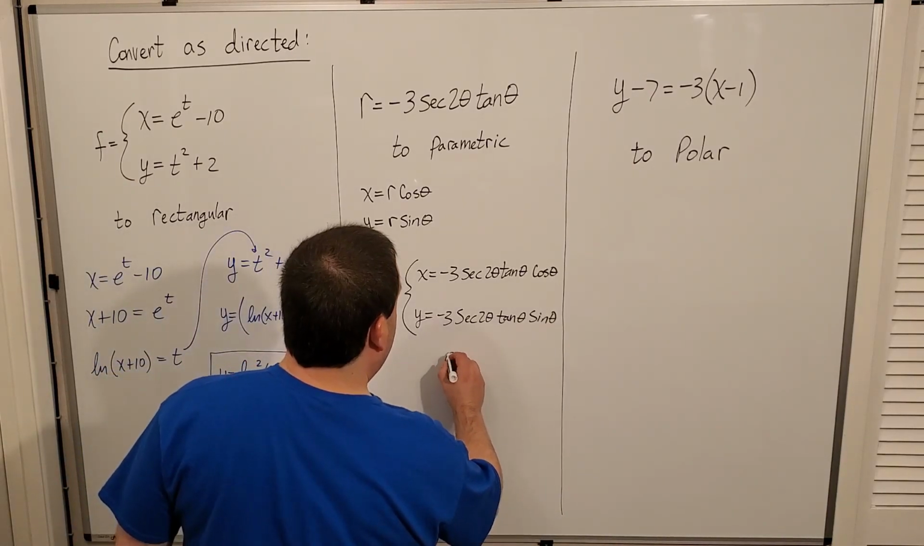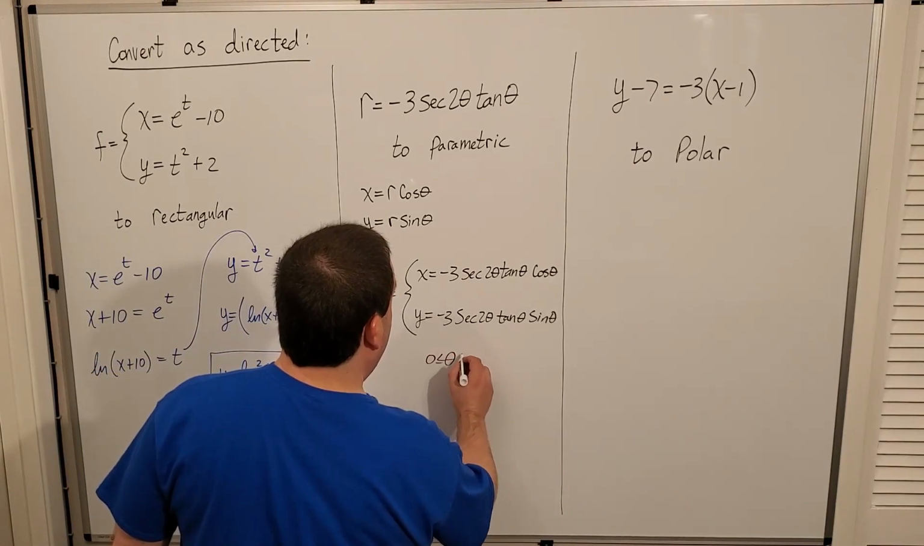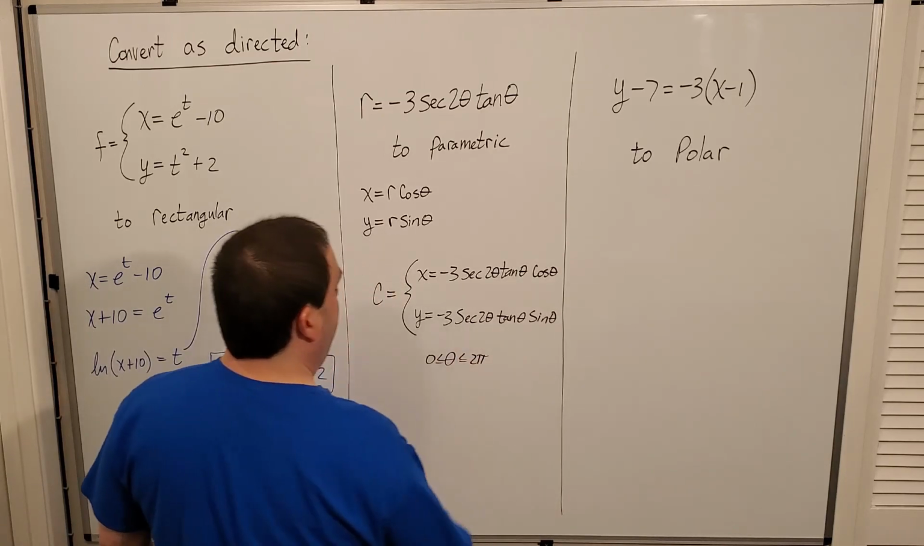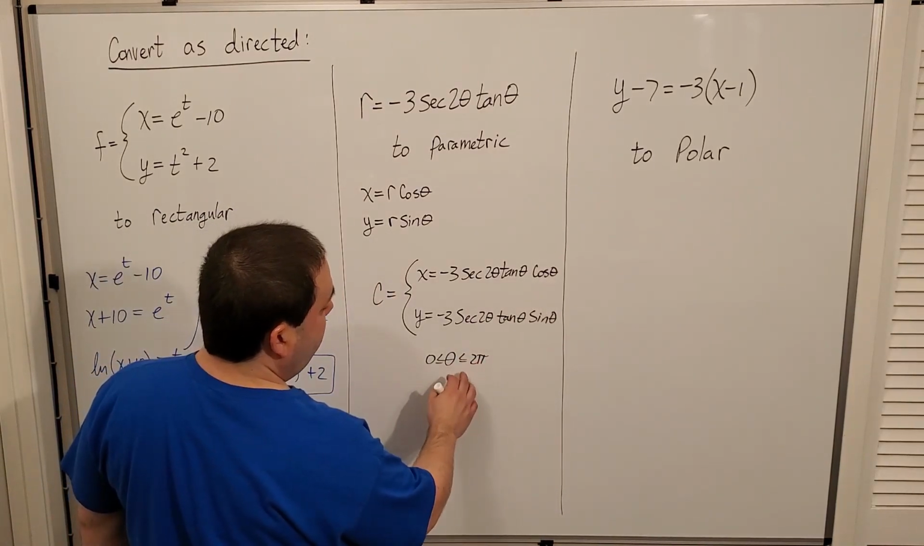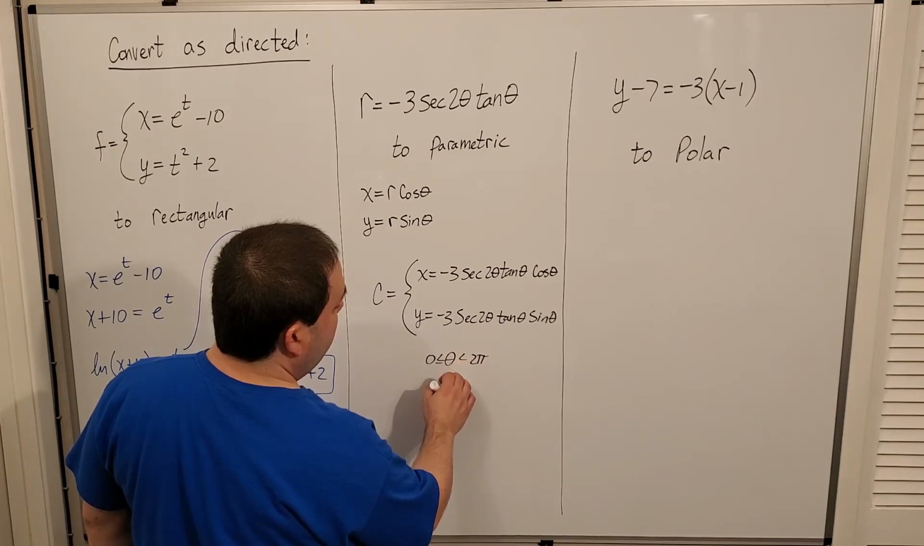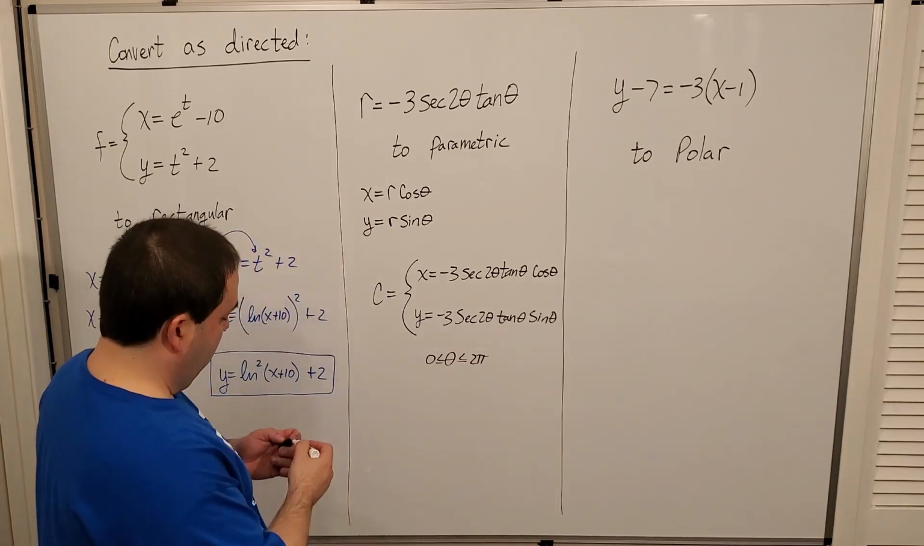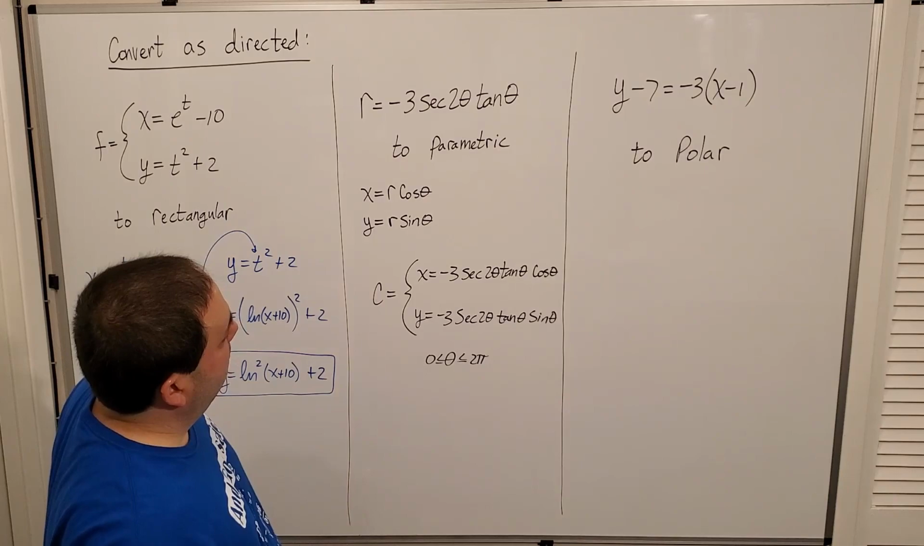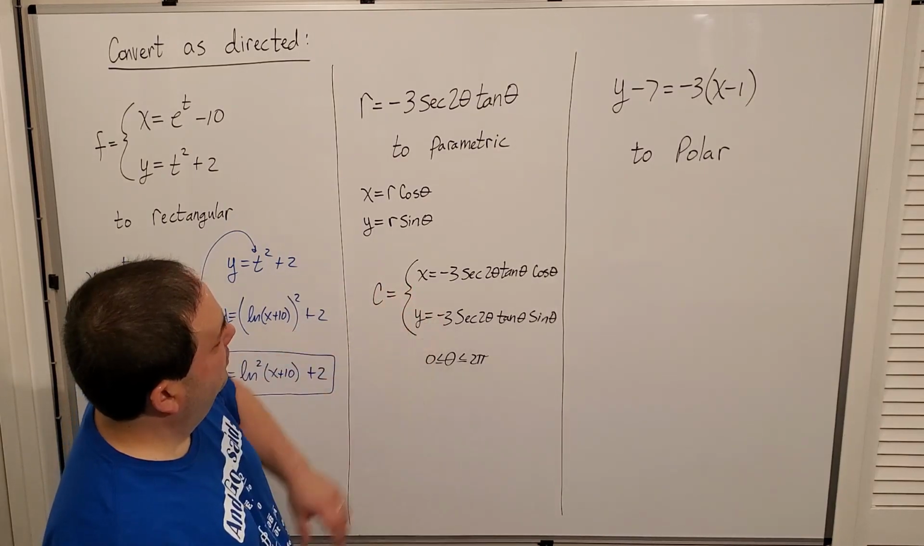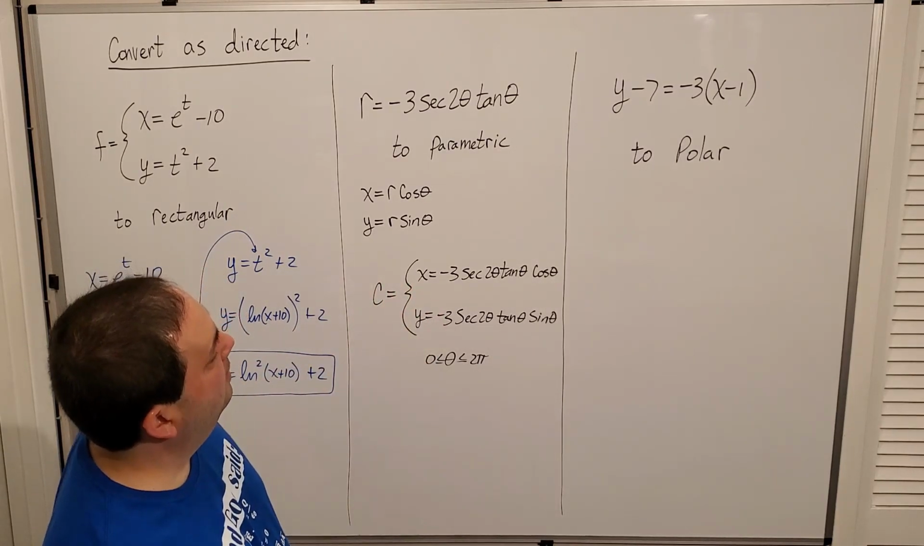Typically, what we would end up doing is just saying that theta is between 0 and 2 pi, and a lot of times we won't even include the 2 pi, but I'll just do it here because it's going to have to meet up. Right? So that's really all you have to do for that one.